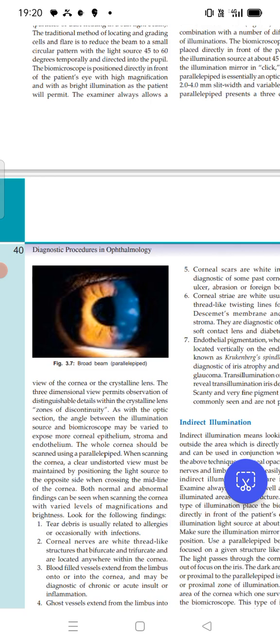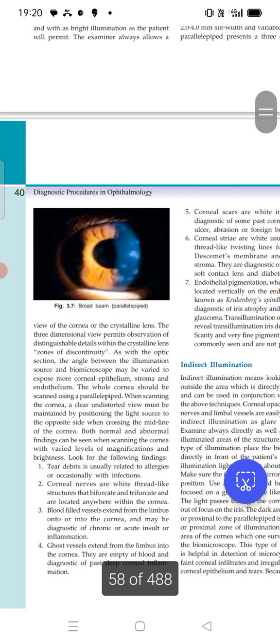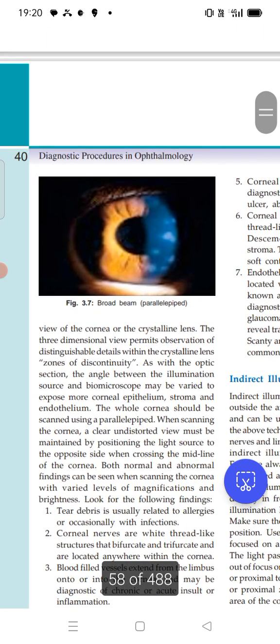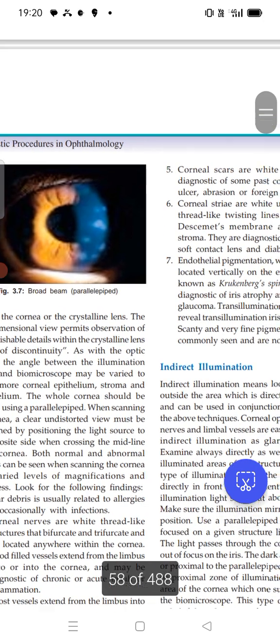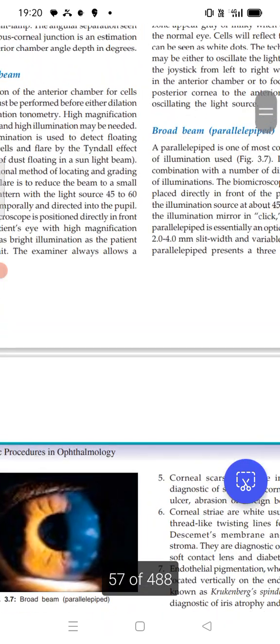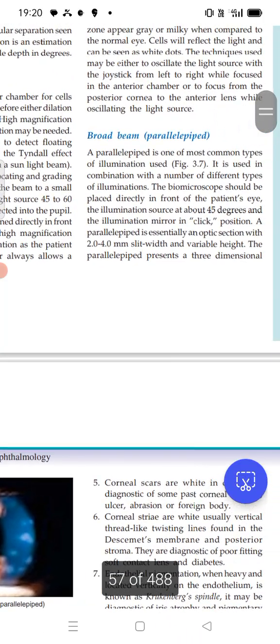Then comes the parallelopiped beam. With the parallelopiped beam, we can see the three-dimensional surface of the cornea. Here you can see that there are some superficial punctate keratitis. You can see those marks after those SPKs have resolved. Those marks are there in the cornea, so you can see in which layer of the cornea those marks are present. So this is the parallelopiped beam.